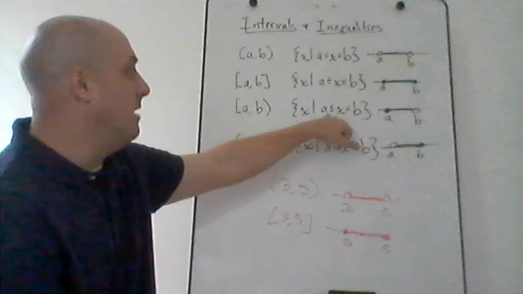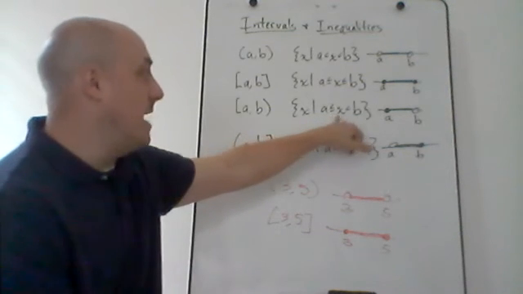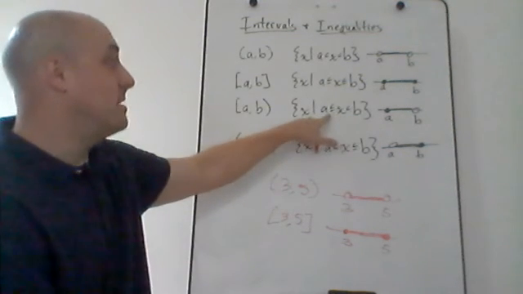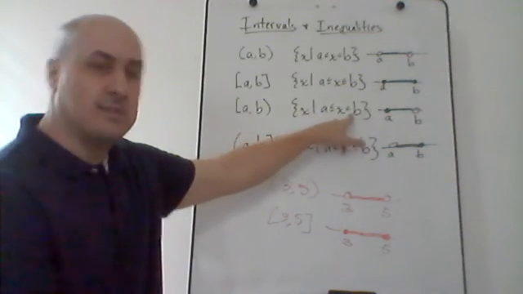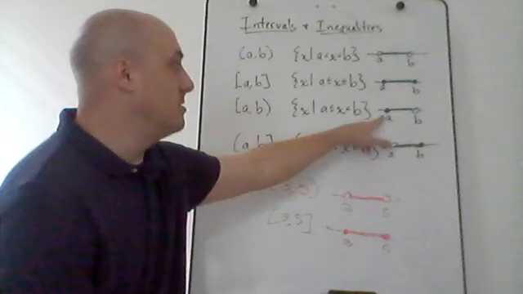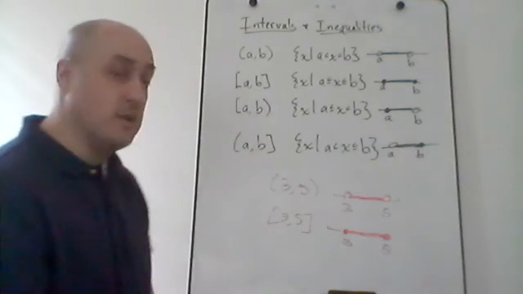Right, so here's the set of all x such that A is less than or equal to x is less than B. So x can equal A, but it's just less than B. It cannot equal B. So the A has the filled in circle, the B has the open circle.